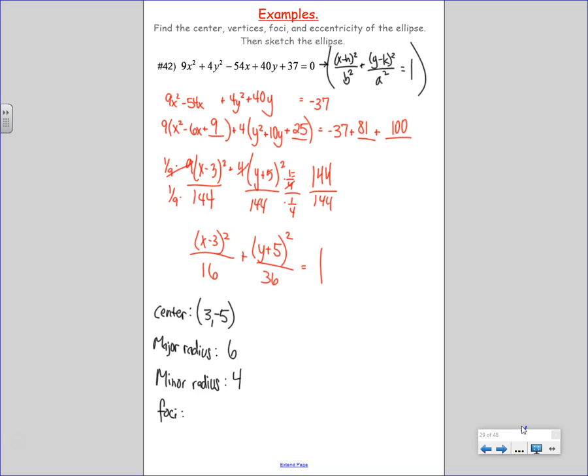Good. c squared is equal to the larger minus the smaller, right? So 36 minus 16, a squared minus b squared. So c is going to be the square root of 20, which, hey, doesn't 4 go into 20 5 times? Square root of 4 is 2, so 2 root 5.